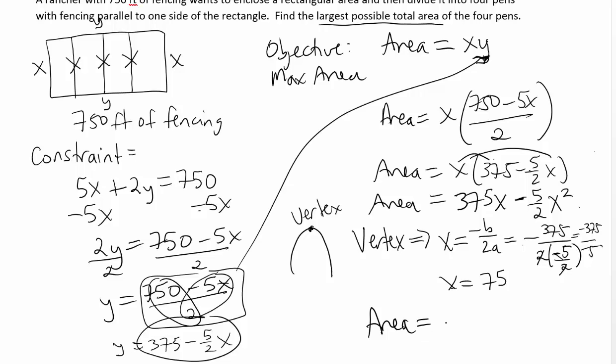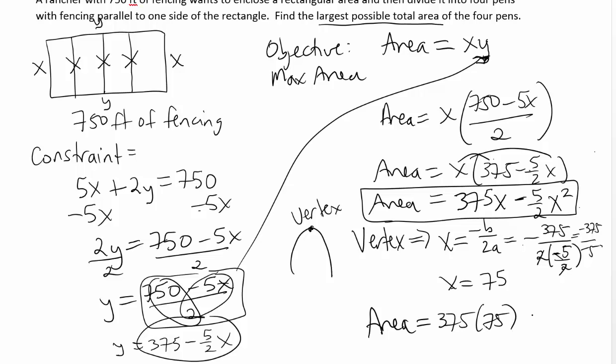Now how do I find my area? Well, I have to go back to my area function. I could do it here, but that would require knowing x and y, or I could go to here and plug in 75 for these two x's. So that's what I'm going to do. So 375 times 75 minus 5 halves, 75 squared. And you just want to punch that into your calculator, and that's going to give you 14,062.5.